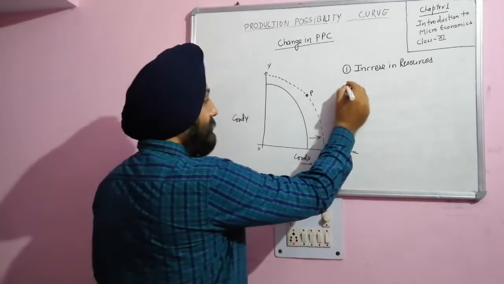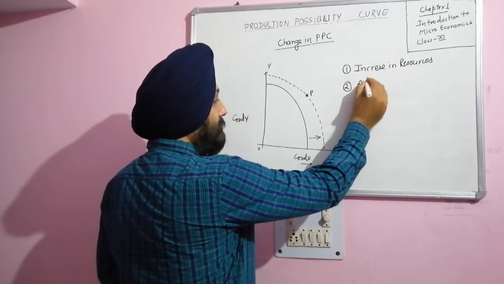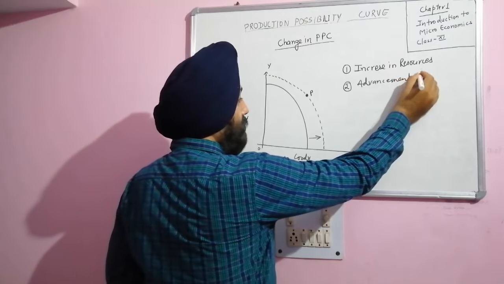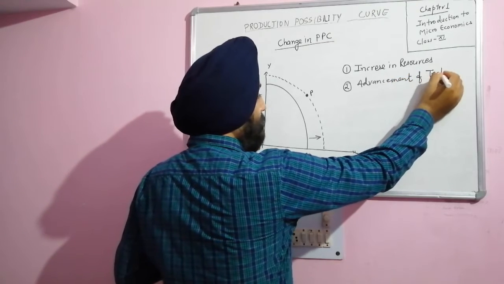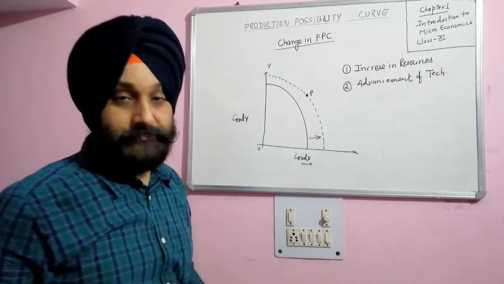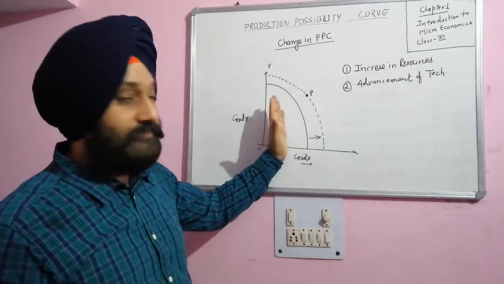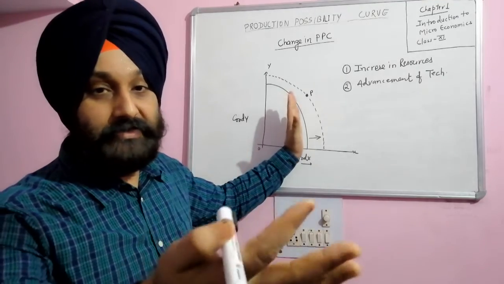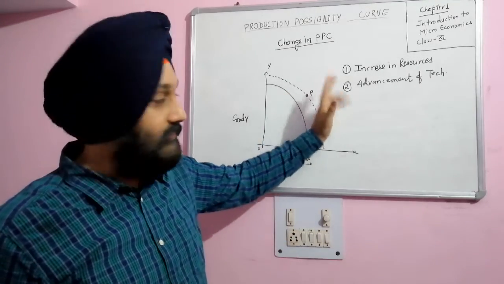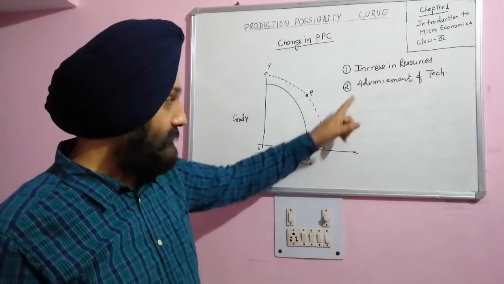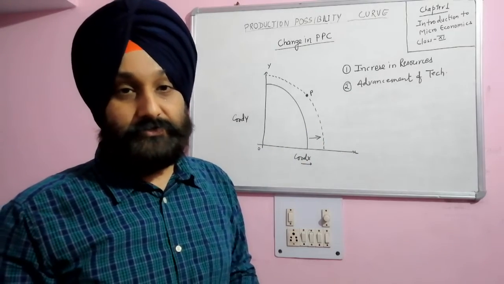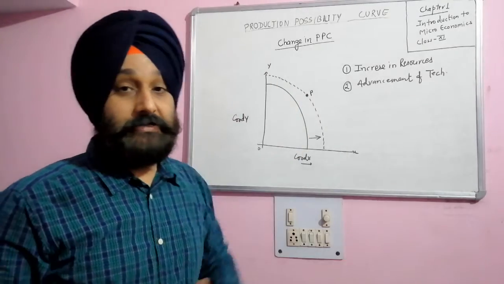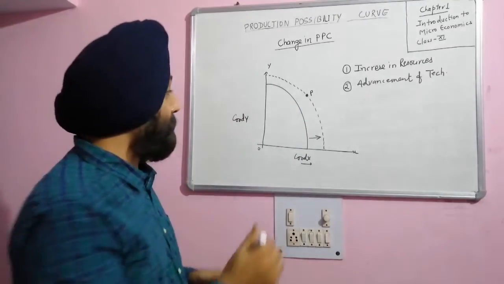and the second reason is advancement of technology. The production possibility curve is shifting rightward. It means the production capacity of the economy can increase with the help of two factors. First, increase in resources, and second, advancement of technology. These are the two important reasons for which the production possibility curve shifts rightward.